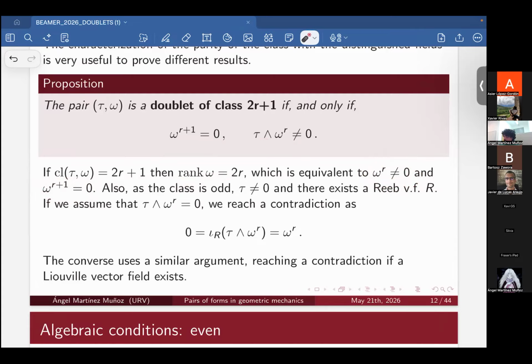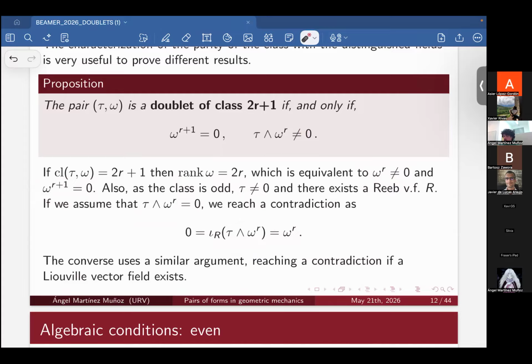But as the class is odd, then tau is nowhere vanishing. If it vanished, then we couldn't have this. And also, importantly, there exists a Reeb vector field by the last theorem. So if we assume that this is not true, then by contracting this expression with the Reeb vector field that we know exists, we reach a contradiction, because it says that omega^r is 0, but we know that it's not 0 because the rank of omega must be 2r.